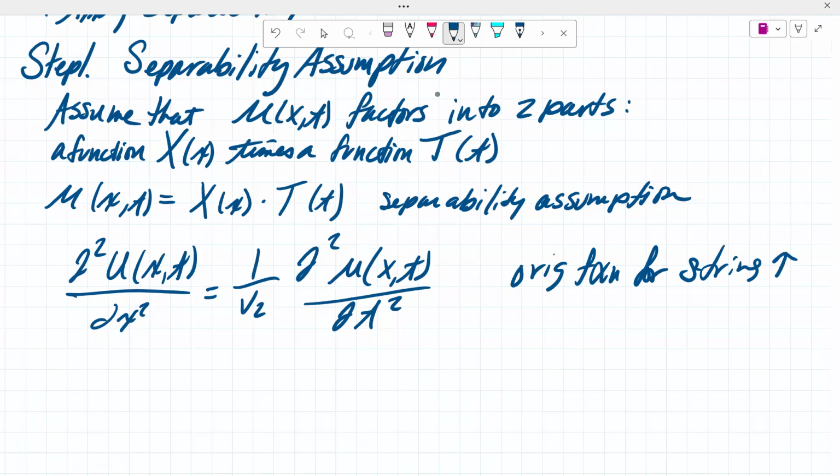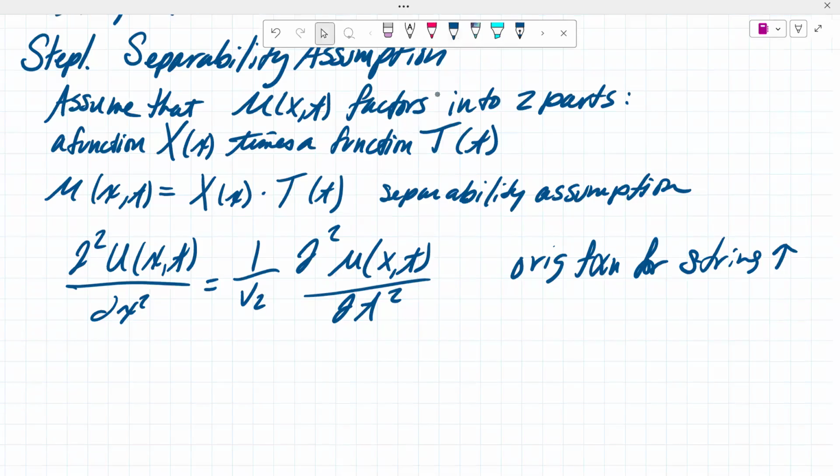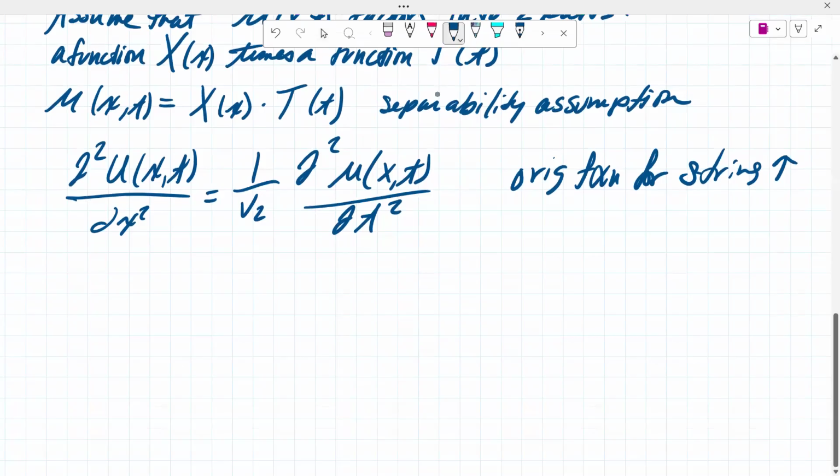All right, great. Now we have our separability assumption right here. So this is our step one. You make the separability assumption. We just made it. Now step two of solving this thing is we're going to factor out any constants from inside the derivative operator.